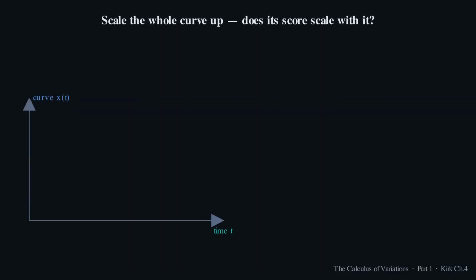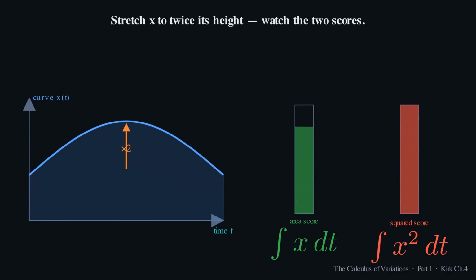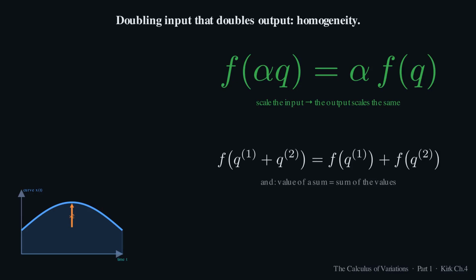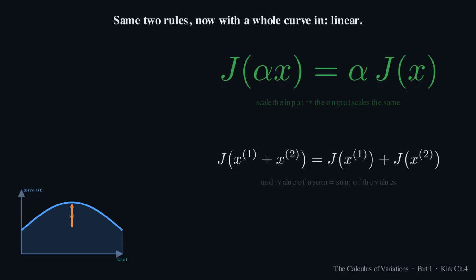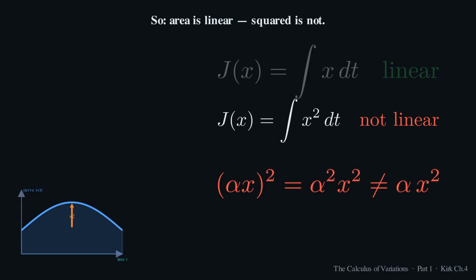Here's a fair question. Scale the whole curve up to twice the height. Does its score just double? It depends on the score. Take the plain area underneath: double the curve and you double the area. That's linear. But take the squared score, the area under x squared: double the curve and you get 4 times as much, because (2x) squared is 4x squared. Same input, scaled the same way, two different answers. That clean property is called linearity. Scale the input and the output scales the same. Area passes, squared fails.